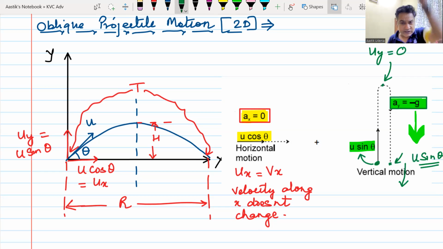Do we understand this? So this is just like the motion under gravity. There is one motion which is happening under gravity. At the same time, there is one motion which is happening along the horizontal. Do we understand this? I'll give you 2 minutes to note this down. I hope everyone understands this. Yes or no?